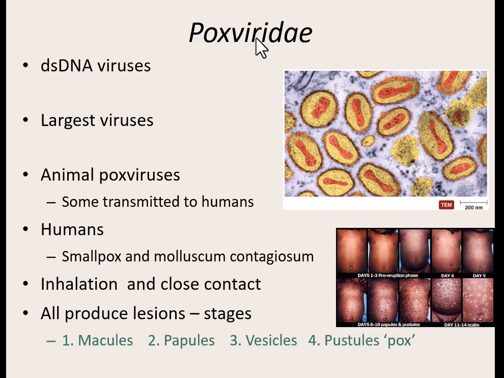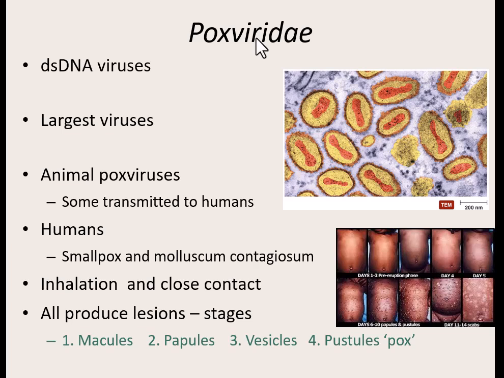It's not a virus that is ever asymptomatic. Pretty much if you have one of these viruses, whether it's the smallpox or the molluscum contagiosum, you will exhibit symptoms. And it goes through various stages. They go through what are known as macules, which right away on your skin just looks like, oh, it's got a red spot. It's not raised up. You just have red spots.